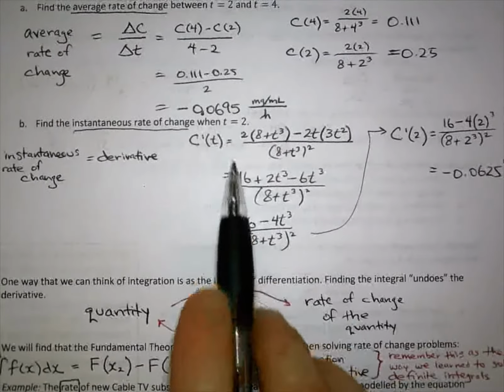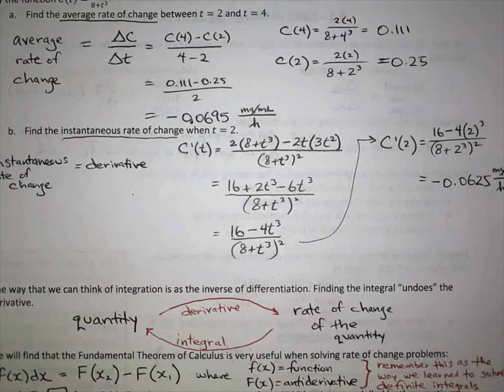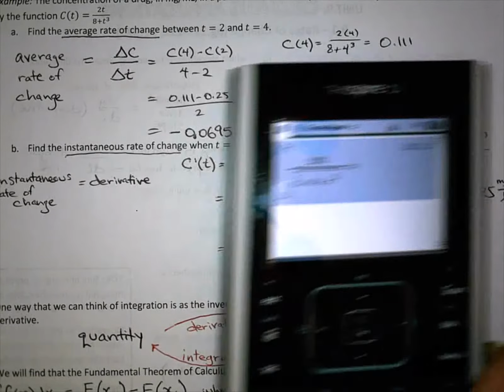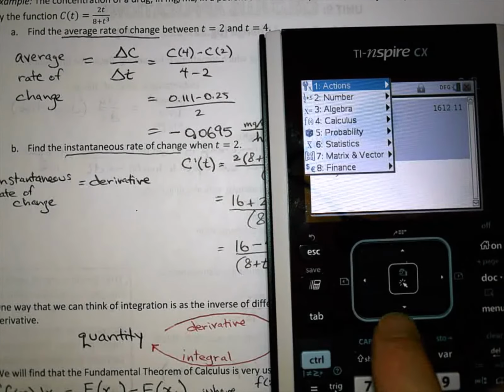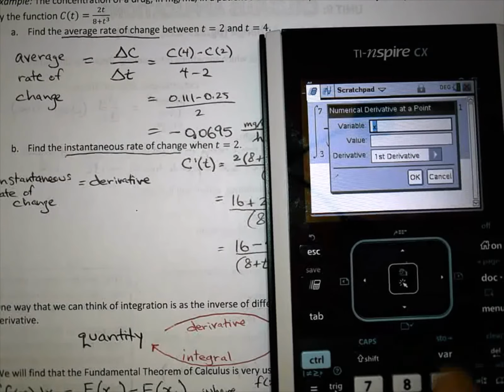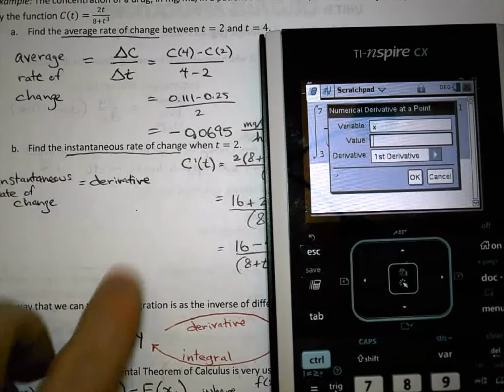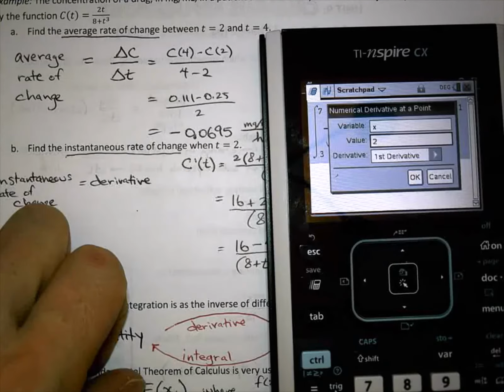We can find not the expression of a derivative, but we can find a numerical derivative using the calculator the same way. I believe we can do it. So menu, calculus, numerical derivative at a point. Again, it can't be the derivative, but a derivative at a point. So let's call the variable x. Let's call the value, it was x equals 2, and it's the first derivative.